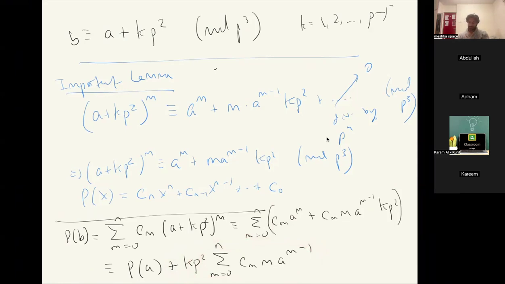Okay. Yeah, so we want to show p does not divide this sum. We can do this, but before we go on, does anyone recognize what this sum is? There's a nicer way to write it in terms of this polynomial.